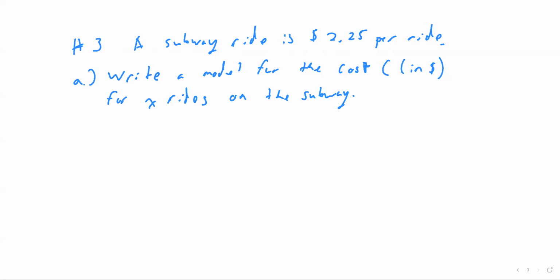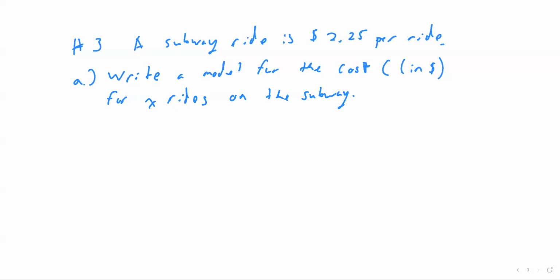First of all, when it says write a model, what does that tell you? That's it. You got a word problem. It wants you to write an equation, specifying with the letters that it tells you to use. So I want to use C for my cost, X for my rides. With the information that says a subway ride is $2.25 per ride, what is your equation?